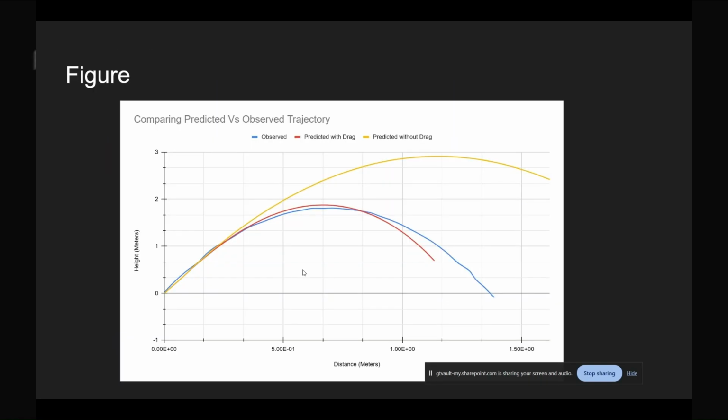And here's a figure displaying the three models. Red represents the predicted model with drag, which we can see is similar to the blue line, which is the observed model. And finally, yellow, which is the outlier, is the predicted model without drag.